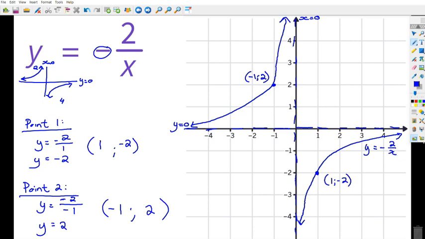Fantastic, guys. You guys are so smart. You're doing the things. Tap yourself on the back if you got that right. Well done. Now let's look at some other examples.